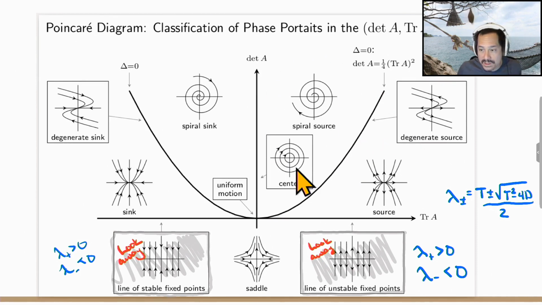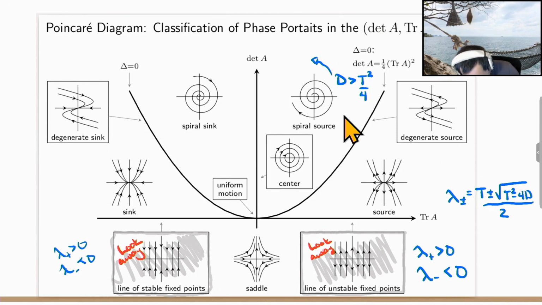Now tell me, what's going on up here? These are told to me to be sources, but what do I know about being up here? I know that d is greater than t squared over 4. Right? If this parabola is d equals t squared over 4, and I'm in this area up here, d must be greater than t squared over 4. But if d is greater than t squared over 4, what do I conclude? That means that 4d is greater than t squared, or that 0 must be greater than t squared minus 4d.